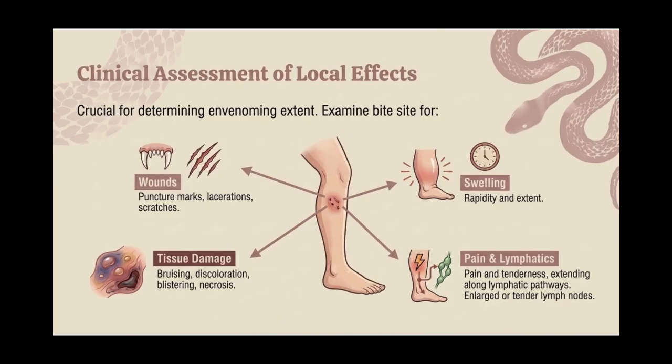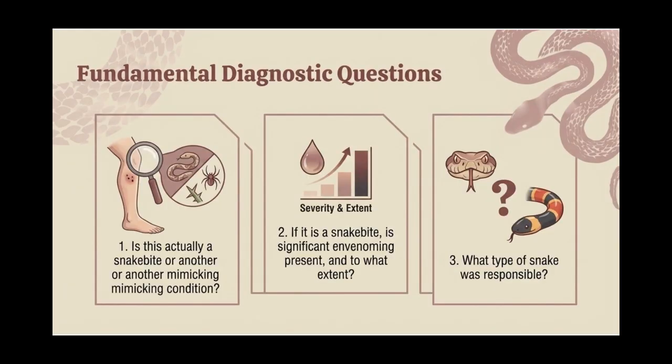Persistent extravasation of venom may lead to complications such as anemia, decreased blood volume, and low blood pressure. Additionally, clinicians observe for bruising, discoloration, blistering, and signs of developing necrosis around the bite area. Pain and tenderness are common symptoms, and these sensations can extend along the lymphatic pathways even before swelling progresses proximally. Enlarged or tender lymph nodes near the bite site are also frequently noted during clinical examinations.